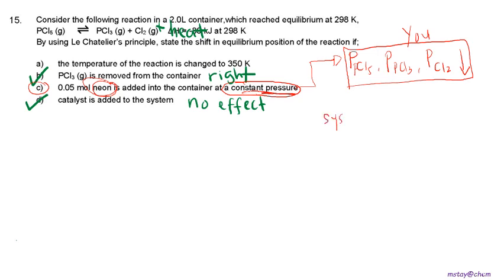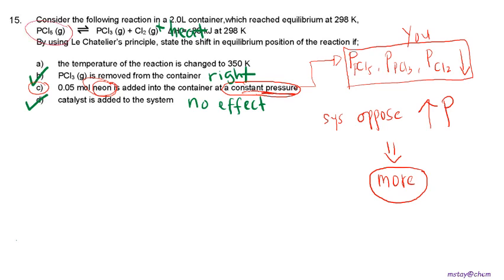So system is going to oppose by increasing the pressure. So if system wants to increase the pressure, system has to shift to the side with more number of gas. So let's refer to here. At the left hand side here we only have one mole of gas, while at the right hand side here we have two moles of gas. So if you add the inert gas in the container with constant pressure, the system is going to shift to the right based on the chemical equation given above.